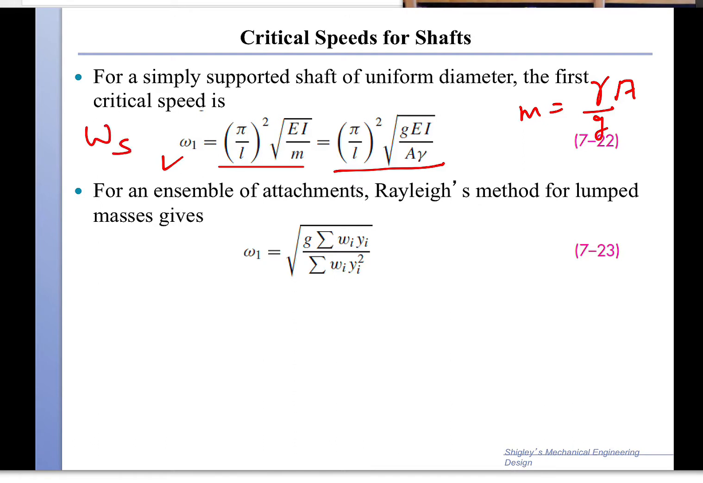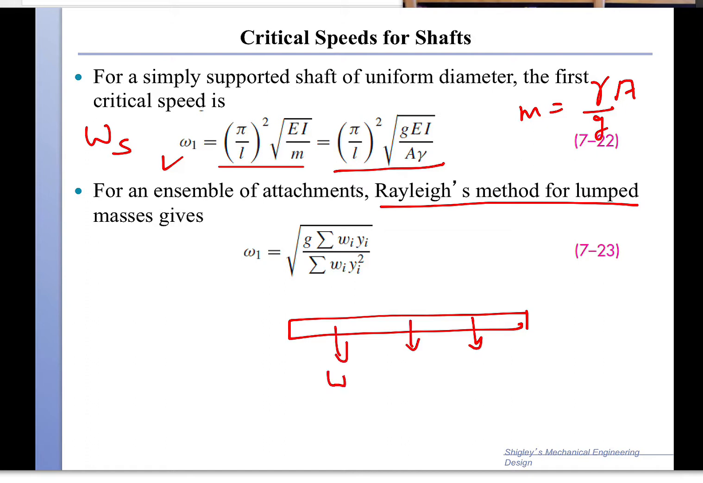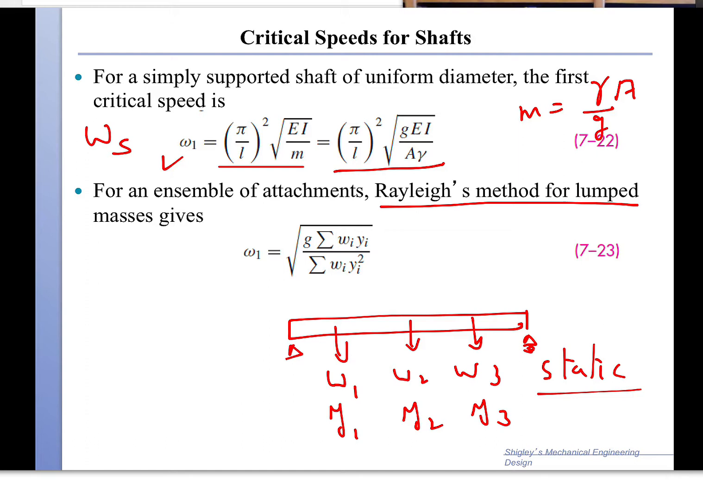Now, without proof, we're going to move on to Rayleigh's method. Rayleigh's method is for a case when we have lumped masses. So if we have a shaft and then I have a weight here and a weight here and a weight here, this is W1, this is W2, W3, and each weight gives us a deflection. So there is a deflection y1 here, deflection y2, deflection y3. These are all static weights and static deflections, which we know how to calculate now.